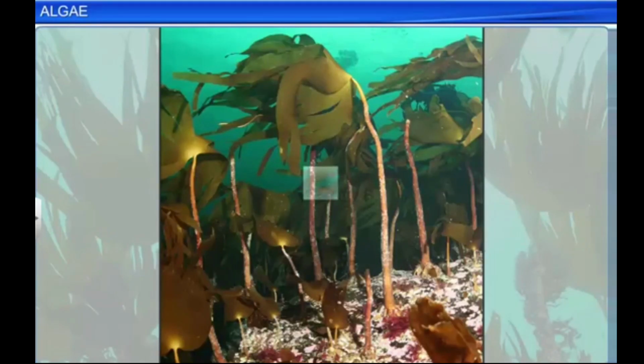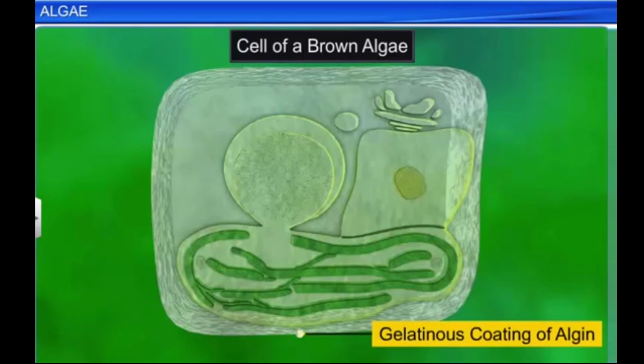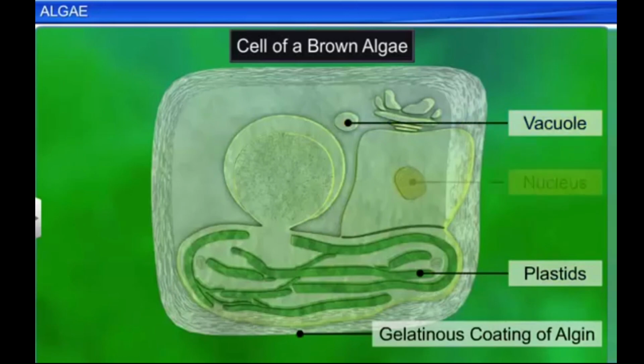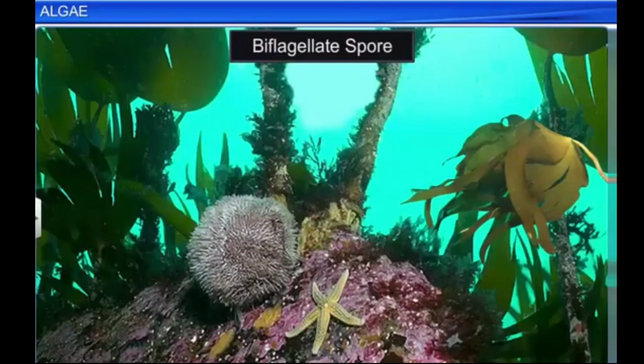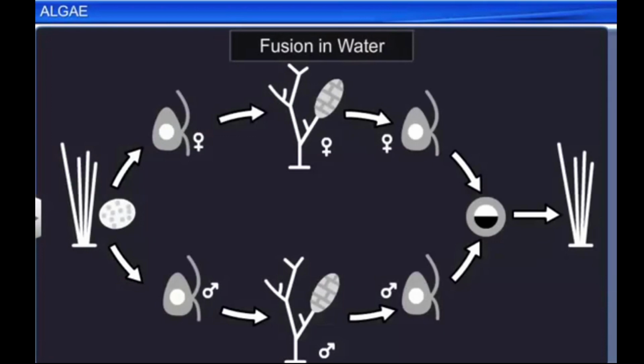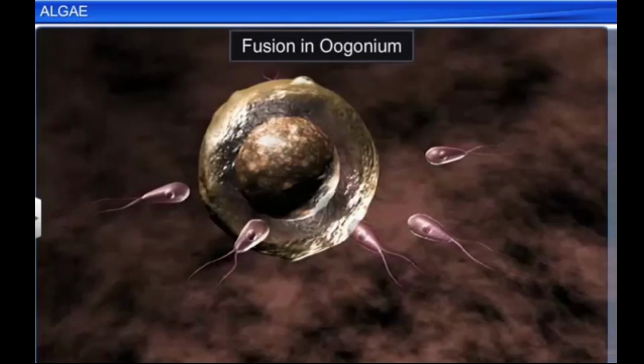The vegetative cells of brown algae have a cellulosic wall, which usually has an outer gelatinous coating of algin. The protoplast inside the cell has plastids and a centrally located vacuole and nucleus. Brown algae reproduce through fragmentation and asexually through biflagellate spores. On the other hand, in sexual reproduction, the gametes unite either in water or within the oogonium.